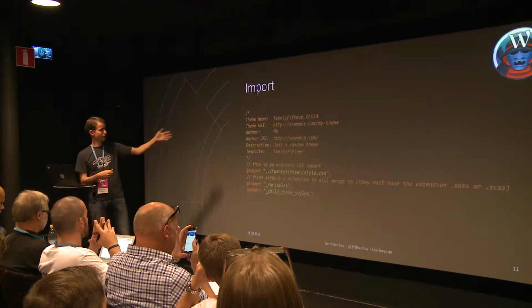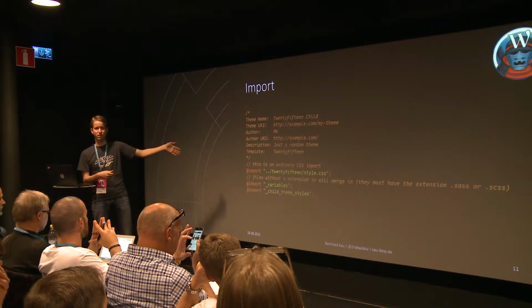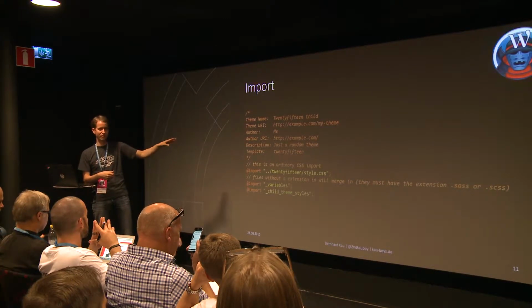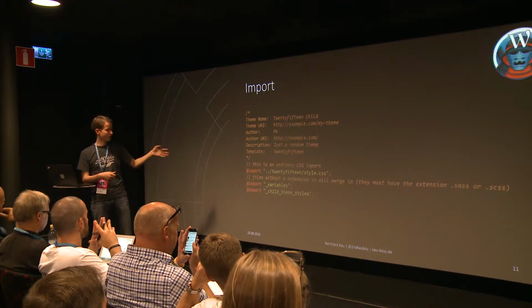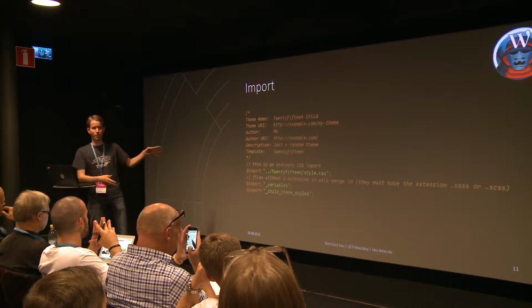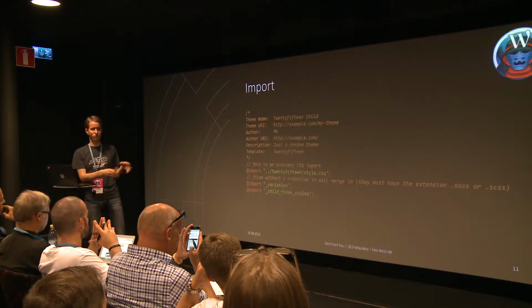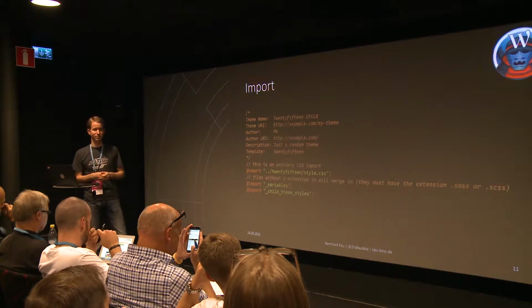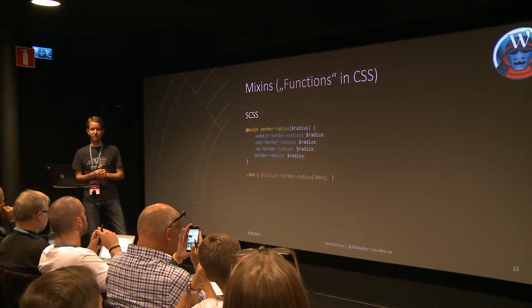Like in my project, the main file is only using imports. There's not a single selector or a single property I set. It's only importing all the other partials. And it's quite easy. You can just comment something out and then the code from that partial is gone. Even when you want to get rid of something, just comment the import out and then it's gone. So very handy.